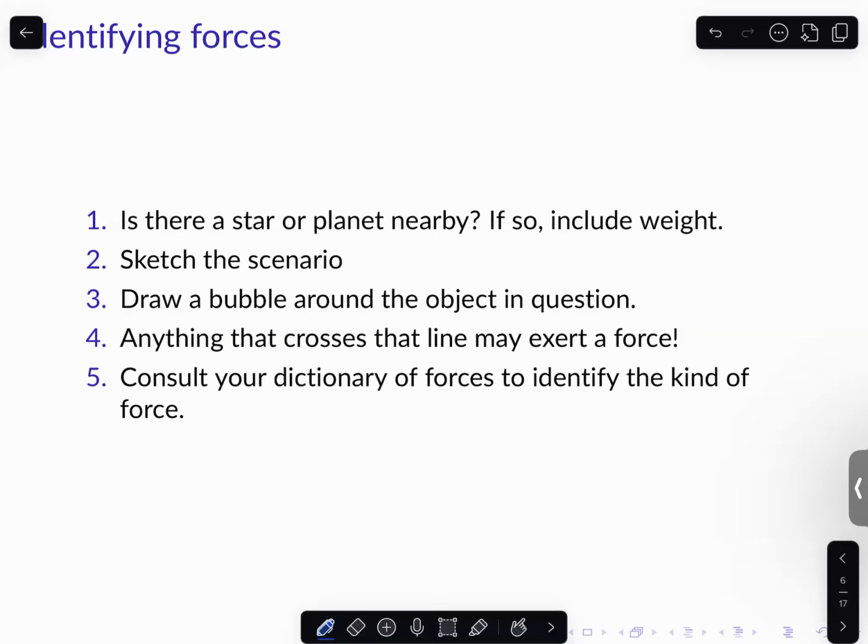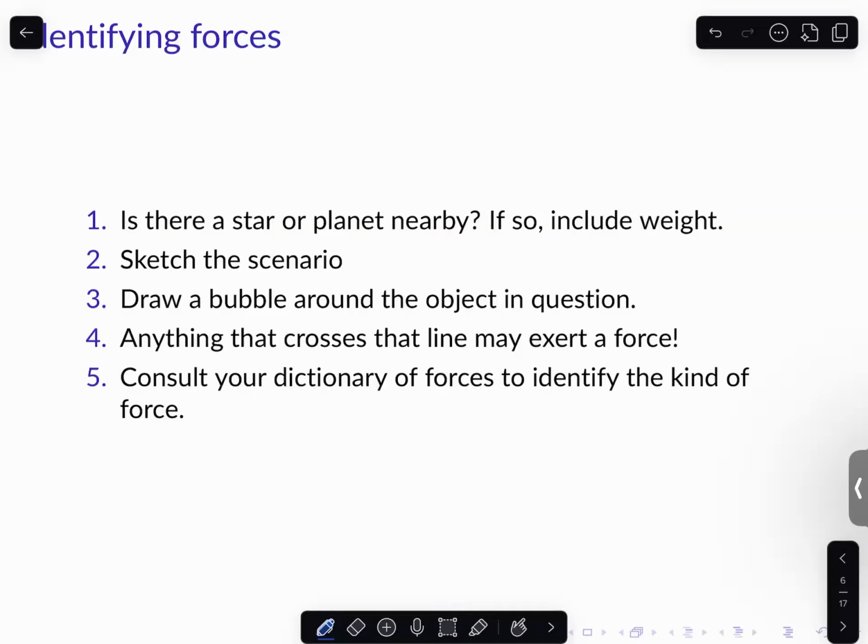One, to identify forces: is there a star or planet nearby? Do I care about the vertical direction? If so, weight. Weight acts down. You've got an equation for its strength. Bam, that's it. Done. Bazinga. Two, every other force is a contact force, remember.